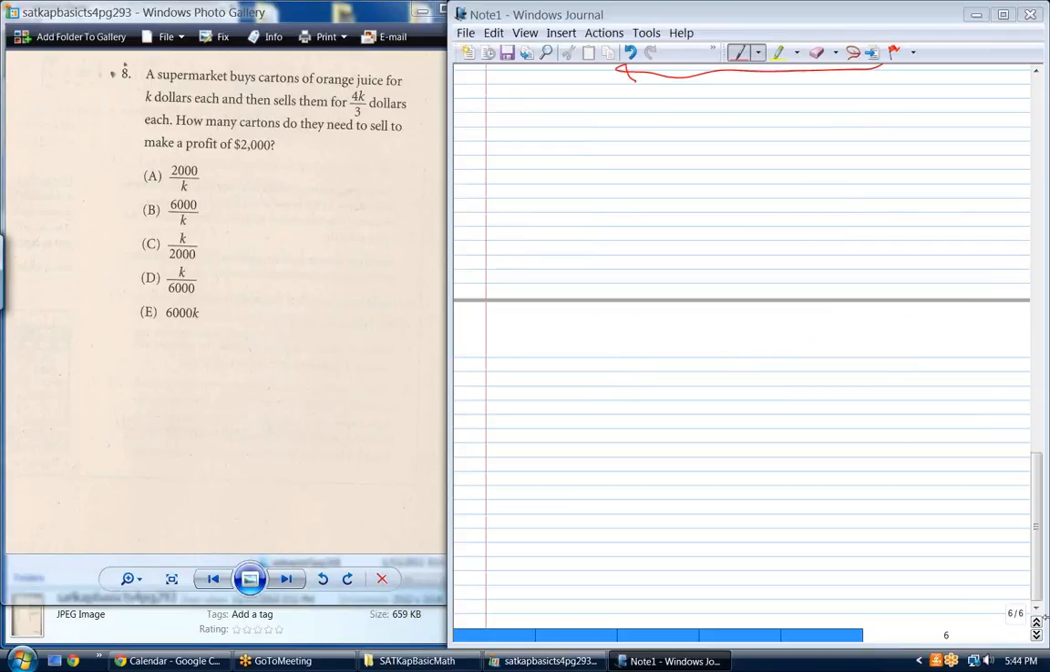Okay, number 8. Couple ways you could do number 8. I'm glad it's on here because it allows us to illustrate a couple of different techniques.